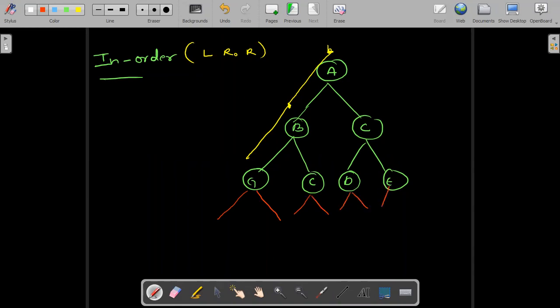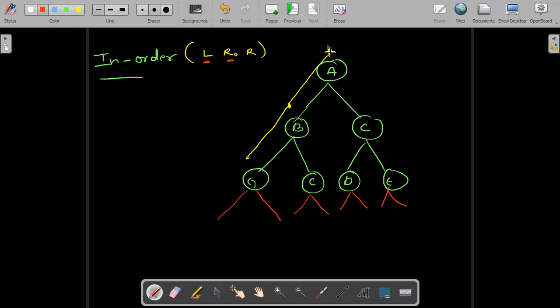Okay, these are all dummy nodes. At what time will it visit the root? Basically, the second time. After visiting all the left nodes, it has to visit the right node. Root node, yes or not? After visiting all the left nodes, we have to visit the root node. That is what exactly I'm talking about.